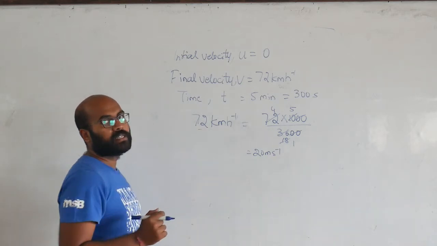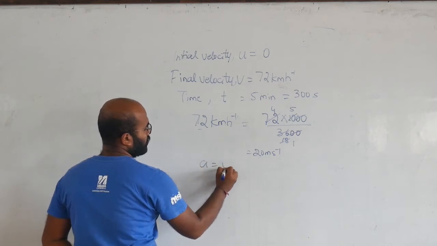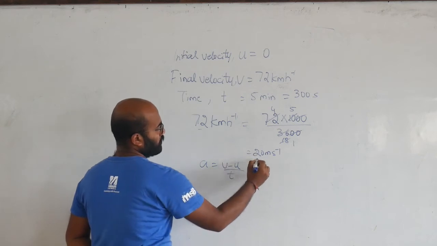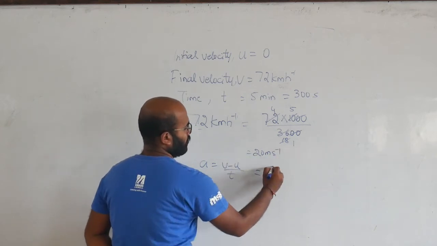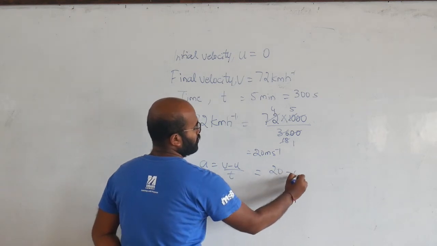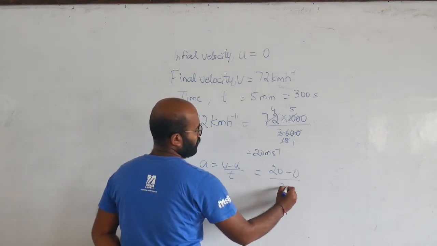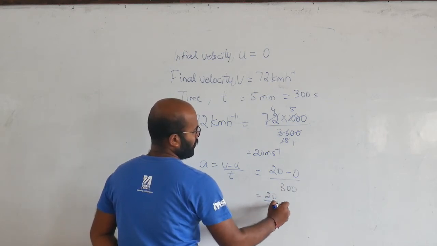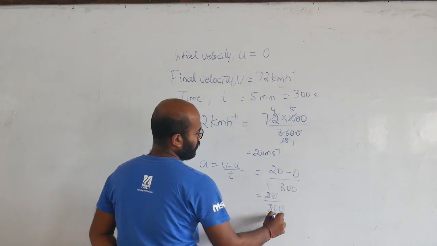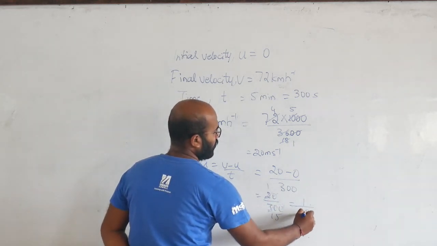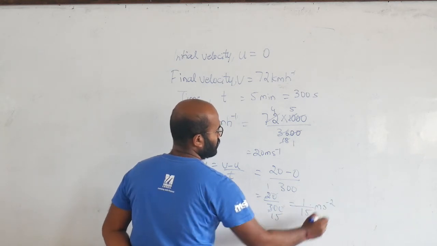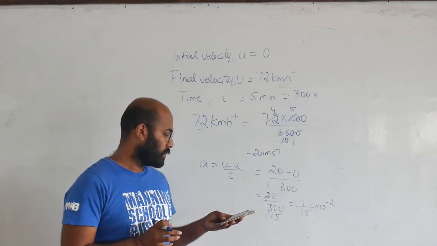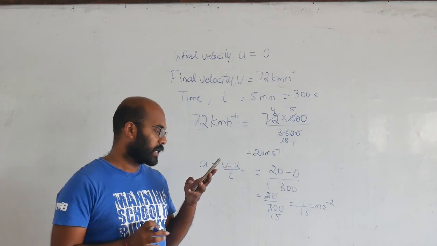So we need to find the acceleration. If you know the definition, a is equal to v minus u by t. V is 20, u is 0, time is 300. So that is 20 by 300. Zeros cancel, so it is 1 divided by 15 meter per second square. You can convert that to decimals on your own. So acceleration is 1 by 15 meter per second square.